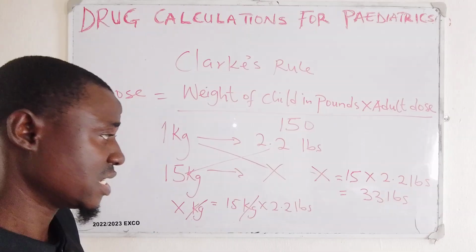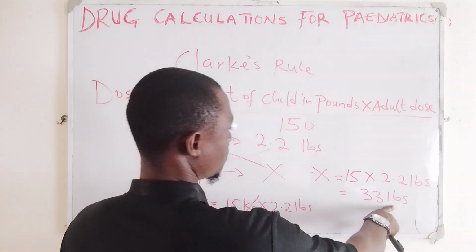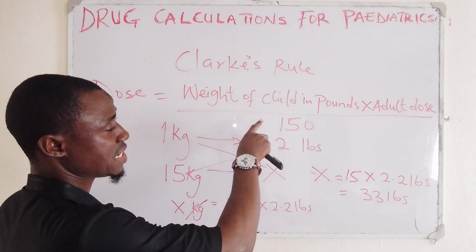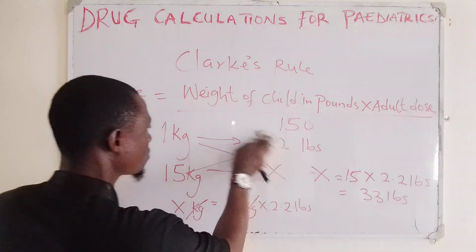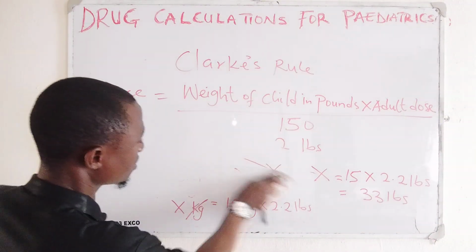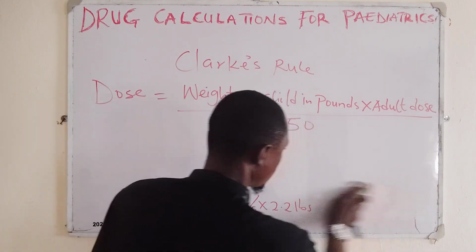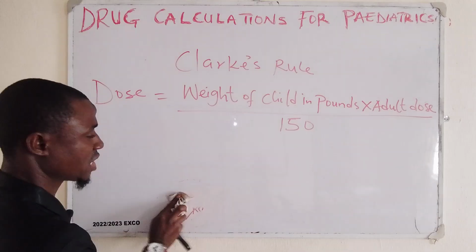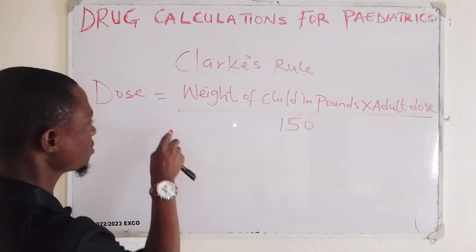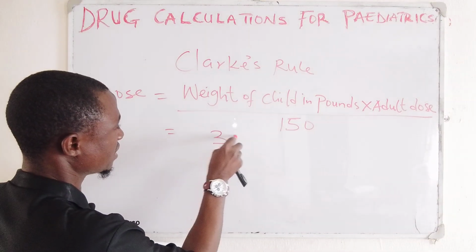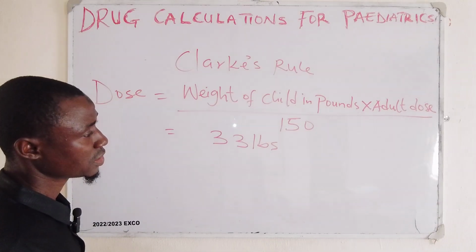So we have already converted from kilogram to what? To pounds. That is to say, 15 kilograms is equivalent to 33 pounds. So we already have that. Let's quickly utilize this information to calculate the dose of chloroquine injection we are going to administer to a child. Now the weight of the child is in pounds. So weight is 33 pounds, as we calculated just now.